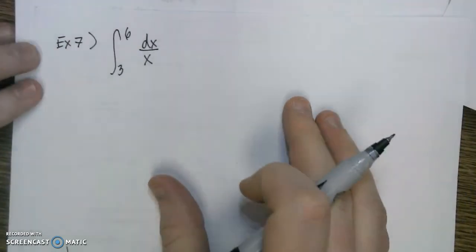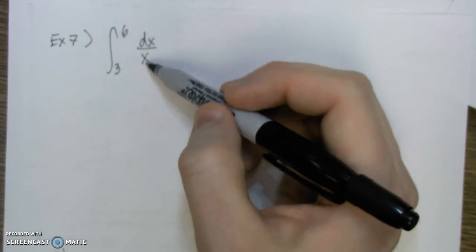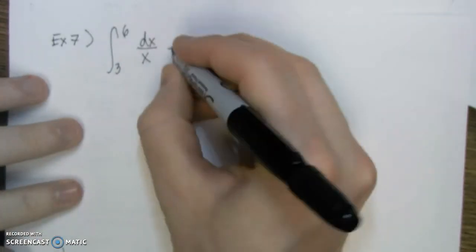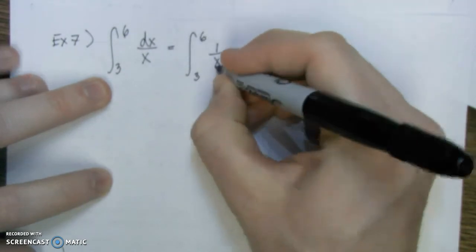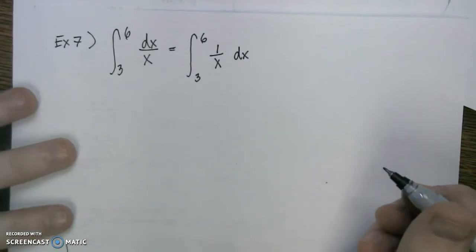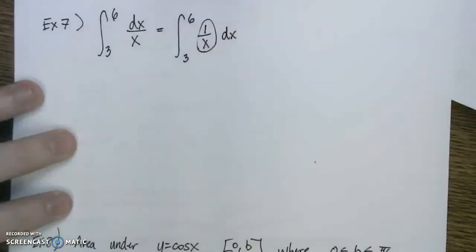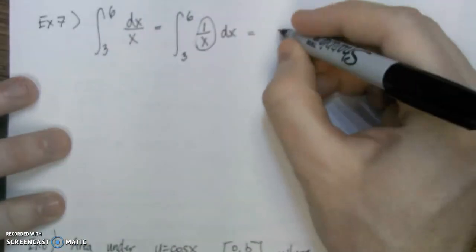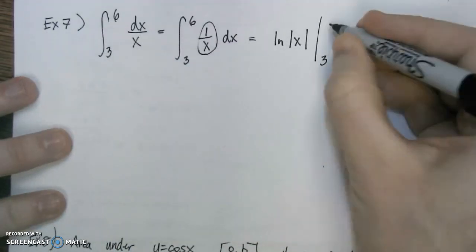In example 7, they want us to evaluate the integration from 3 to 6 of dx over x. If you don't recognize what this is, they're just writing it in a weird way. You should probably start by writing it as this, 1 over x times dx, and then do your antiderivative. And we see that this is the derivative of natural log. So when you do your antiderivative, it will be natural log absolute value x. And then we're going to evaluate that from 3 to 6.